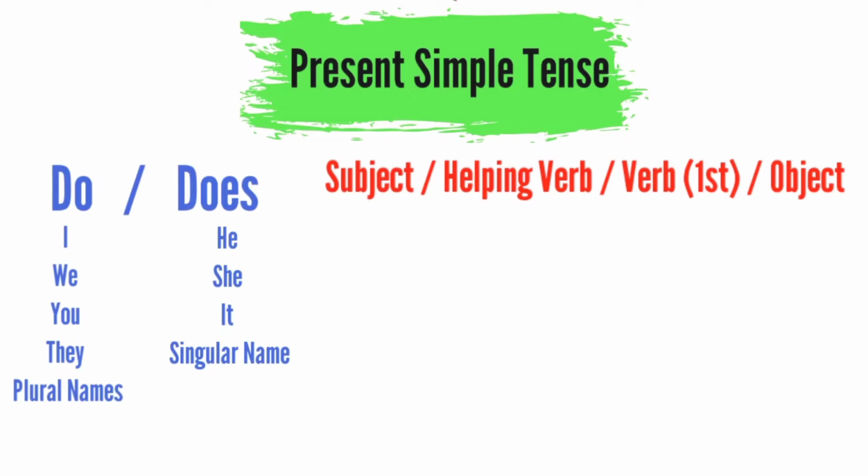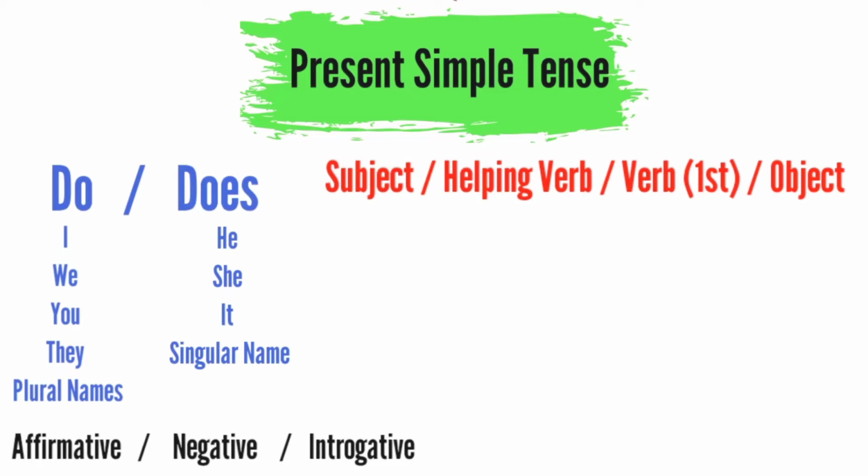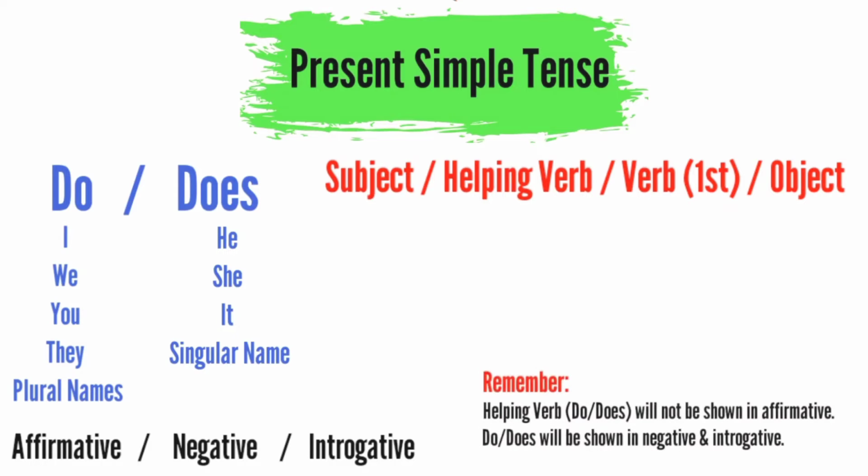But before that, remember that we have three conditions of this present simple tense. First is affirmative, second is negative and third is interrogative. Affirmative condition is simple condition, negative sentence is opposition of affirmative sentence, and interrogative is when you are making this sentence as an asking question. Remember two things: helping verb do and does will not be shown in simple sentence. When you are making affirmative sentence, neither do nor does will be shown in simple sentence, but these two, do or does, will be shown when you will make it negative or interrogative. Remember this thing, it's really important.